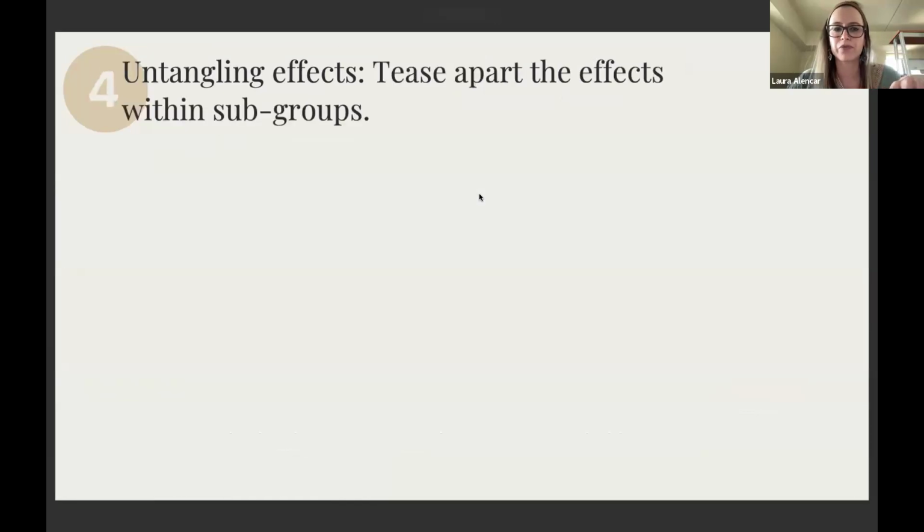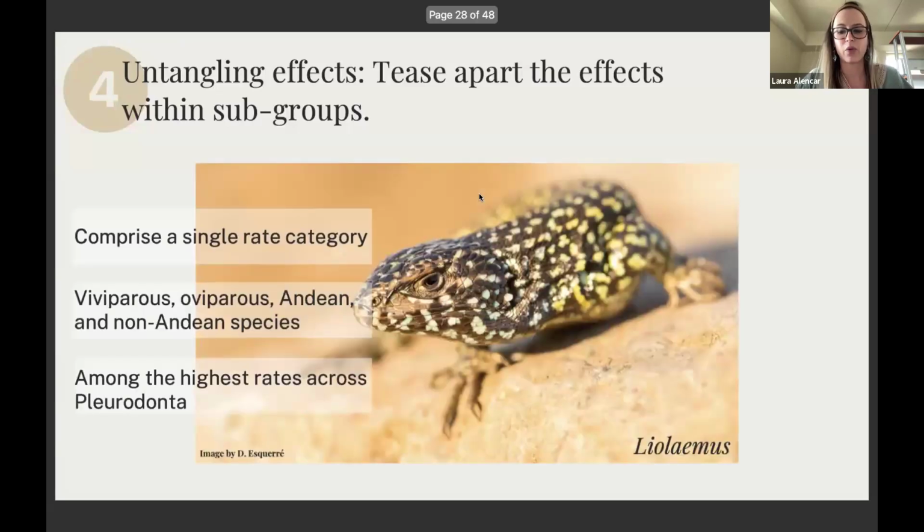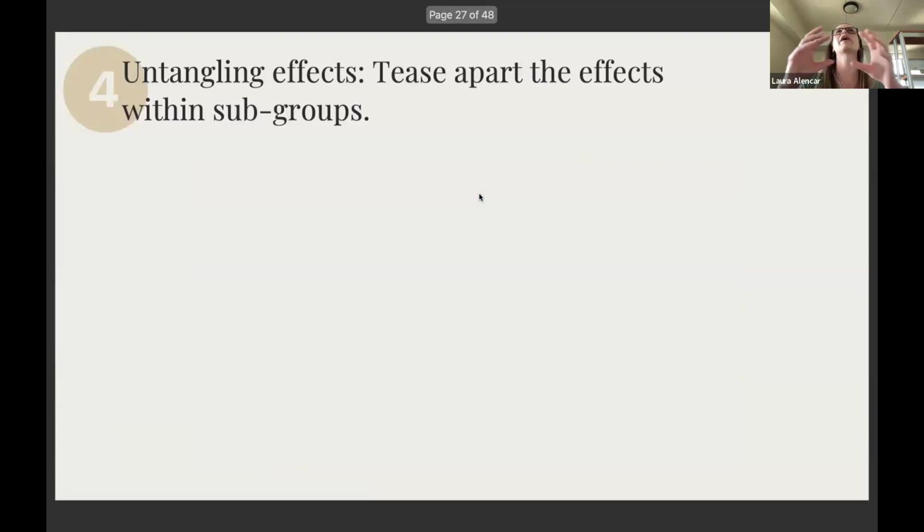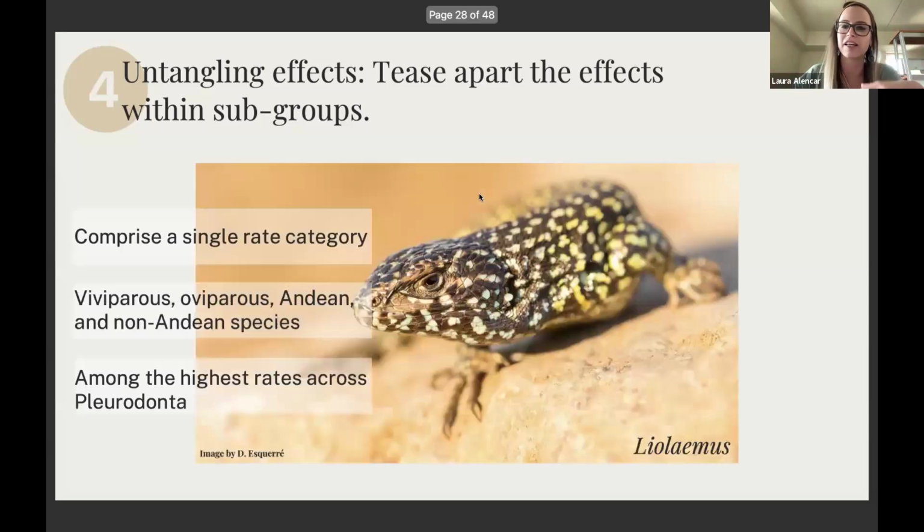So to further tease apart the role of reproductive mode and presence in the Andean mountains in shaping the diversification dynamics in Pleurodonta, we now wanted to compare the rates associated with these two traits within the same analytical framework. And to do that, we chose to use the best clade to do that, which is actually Liolaemus, the famous Liolaemus. And why do I say that this is the best group to do that?